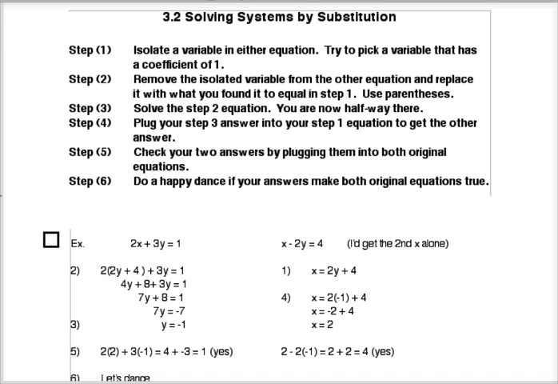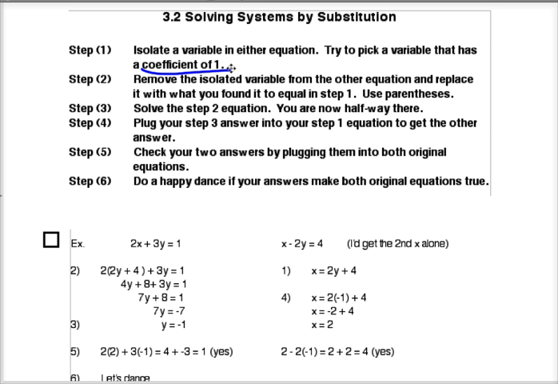Isolate a variable, that means get a letter alone. And I say try to pick a letter that has a coefficient of 1. That makes it easier to get alone. So don't pick something that has something other than 1 in front of it, because then you'll end up dealing with fractions, and that's never my goal for you to use fractions. I like to avoid those just as much as you.